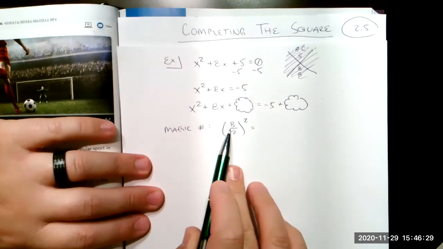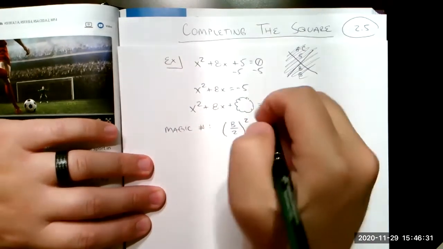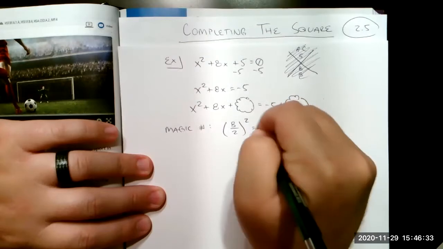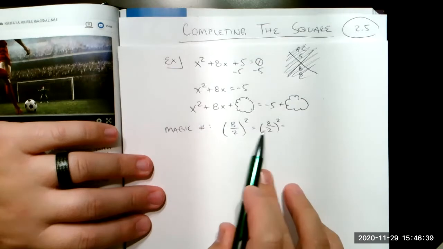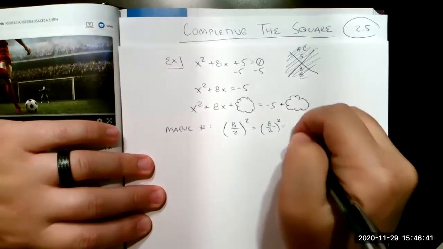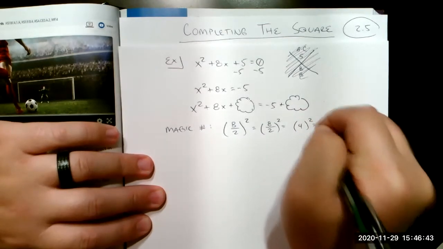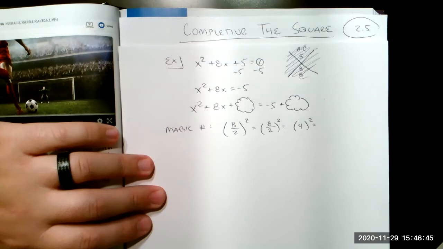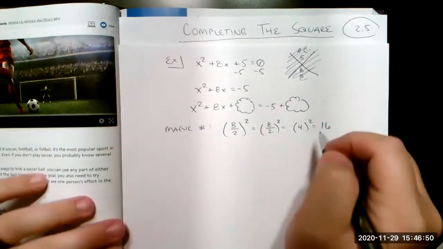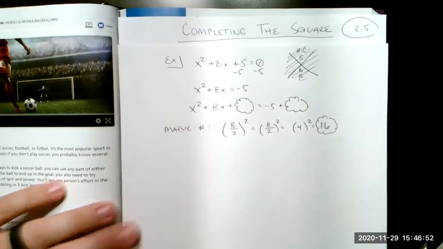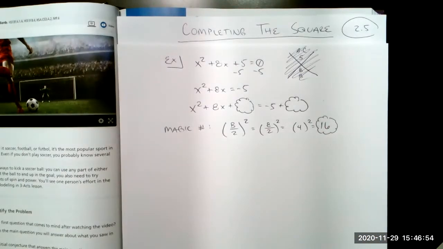So to use this formula, we're going to use our b value. So that's going to be 8. We'll divide that by 2, and then we'll square it. So remember, follow PEMDAS, parentheses. So we want to do what's inside the parentheses first. Then the next thing is exponents. So now we'll go ahead and square it. So 16 is that magic number we want to add to both sides, okay?